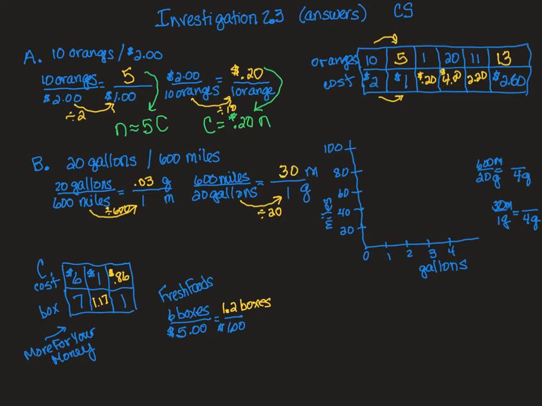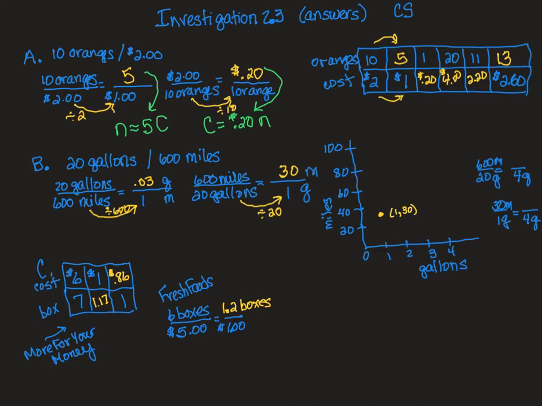In this one, they're not looking for a rate table. They're looking for you to graph, which I think is awesome because you can see unit rate in an equation, you can see unit rate in a table, and you can see unit rate in a graph. So let's do this. For one gallon, it's going to be 30, okay? And so that's going to be 1 gallon is 30 miles.